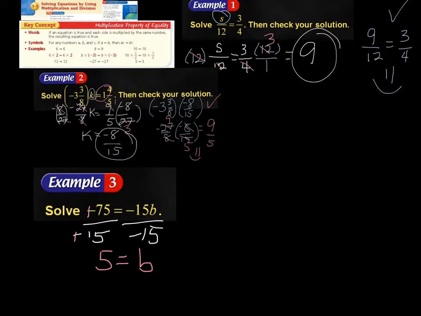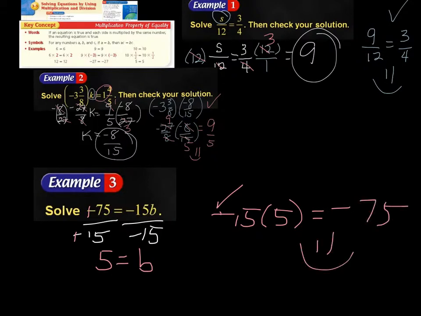And I should still do my check step. So if I take -15 times 5, positive times a negative is a negative, and 15 times 5 is 75. My check step worked. I am happy. So 5 was the correct solution.